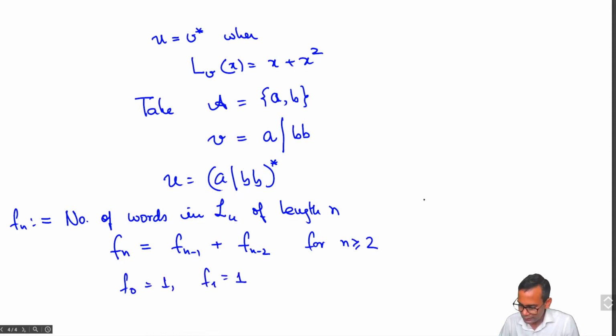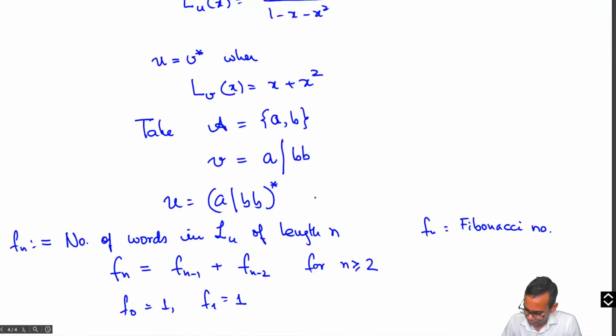So what you see is that f_n is the sequence of Fibonacci numbers. This is the nth Fibonacci number. And you could call this the Fibonacci language, or the Fibonacci regular expression, which is matched by words in the Fibonacci language. What I want to say is that L_U is called the Fibonacci language.